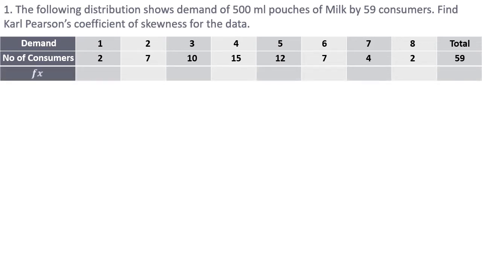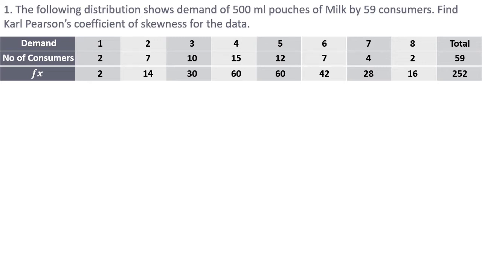So we will write down the row of fx, where I am going to multiply demand with number of consumers, that is 1 2s are 2, 2 7s are 14, 3 10s are 30, 4 15s are 60, 5 12s are 60, 6 7s are 42, 7 4s are 28, 8 2s are 16, and the total is 252. So using this I can calculate mean.